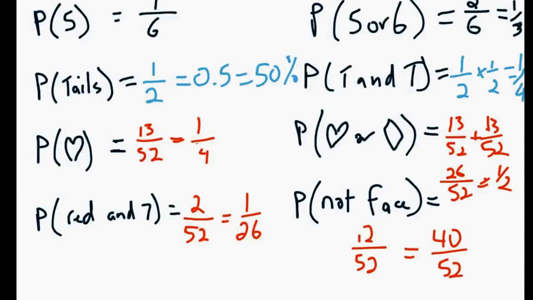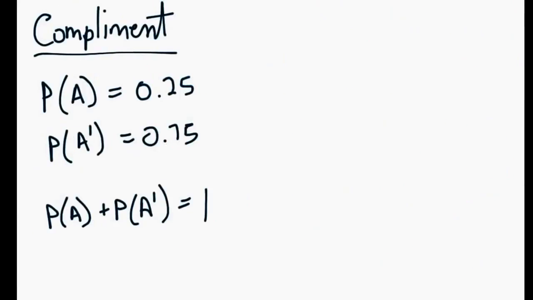So remember, not would mean everything else. So the total would be 1. So if you did 1 minus 12 out of 52, that would give you what aren't a face card, which would be 40 out of 52, and you could reduce that as well. So that leads us just to making sure you're clear on a complement.